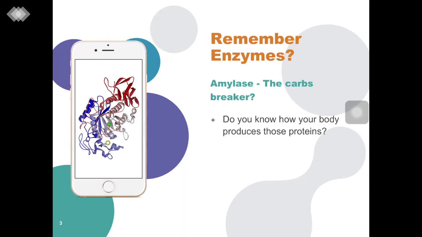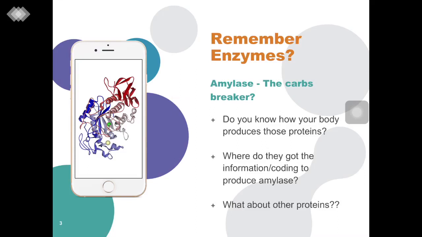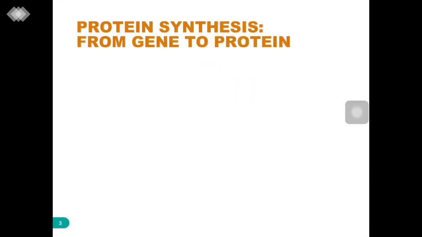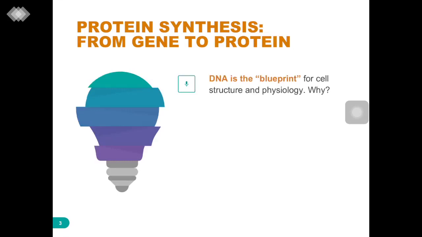When your body, or specifically your cell, wants to produce these enzymes and proteins, they need information to synthesize a molecule. So where do they get the information? For example, how do they get the information to produce amylase enzymes? And what about the other proteins? How are they produced? So the answer lies in our DNA. Okay, and this is what we call protein synthesis.